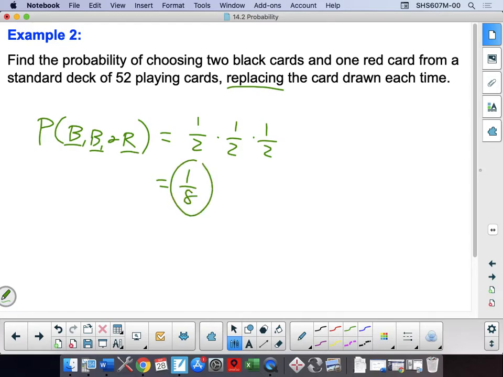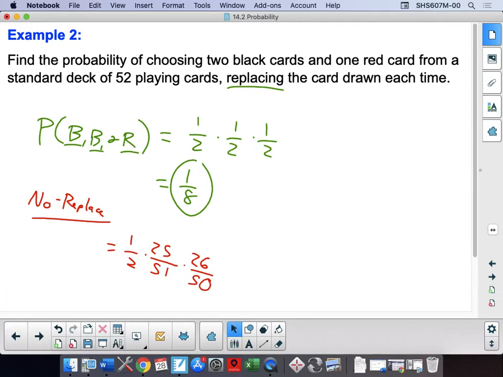And again, if it wasn't replacing, what would it be? Not a pretty number. What if it was no replacement? No replacement is going to be 1/2 for the first one, but what's the second one? 25 over 51, and then the next one, because it's the red one, you assume you have all red ones left. If you didn't replace it, the first one's 26 out of 52. The next one, I took out that black card, so there's only 25 black cards out of the 51. But the third one, the red one, there's still all 26 red ones left out of the 50. That's how I'd have to do it if I didn't replace it.